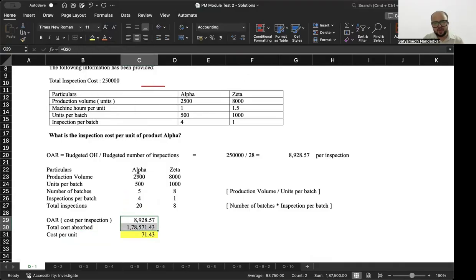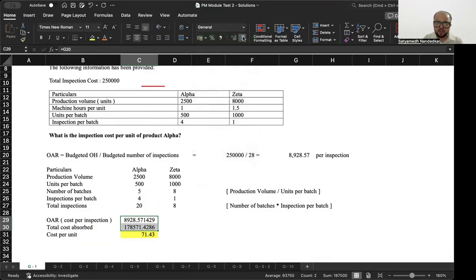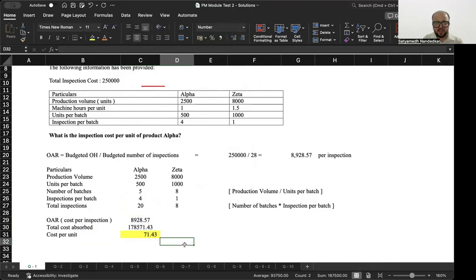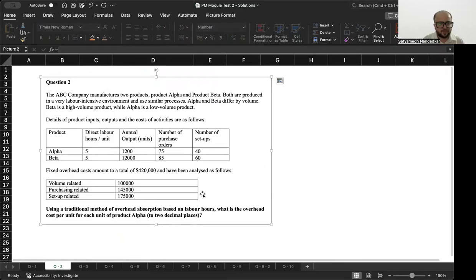Okay. And of course, these are the numbers that we took from the calculation. 8928.57 was the calculated overhead absorption rate, cost per inspection. We multiplied that with the number of inspections to get total cost absorbed, and 71.43 is my final answer. And the question will usually mention whether they want 2 digits after the decimal point, 4 digits after the decimal point, whatever it is. So make sure that you follow that instruction. Okay. Now, moving on to the next one.